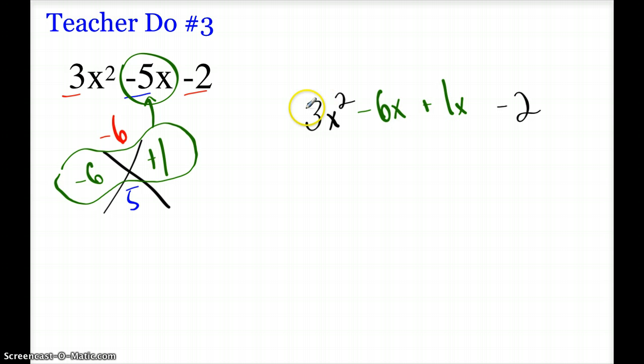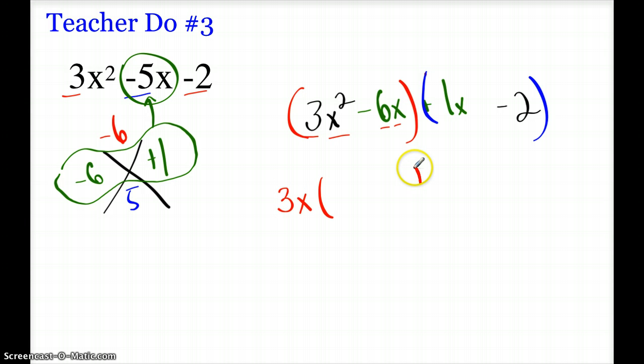Okay, I'm going to group them in pairs. So the first two terms and the last two terms, I'm going to group them. Okay, GCF of the first group, they are both divisible by 3x. They have a GCF of 3x. So 3x out, and the remainders, I should have just an x -2. And in the second group, they have nothing in common.